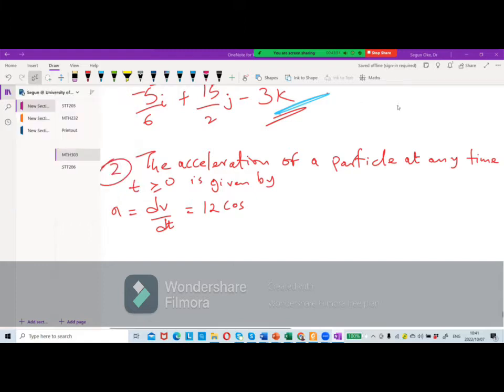So a is equals to 12 cos 2t i minus 8 sin 2t j.